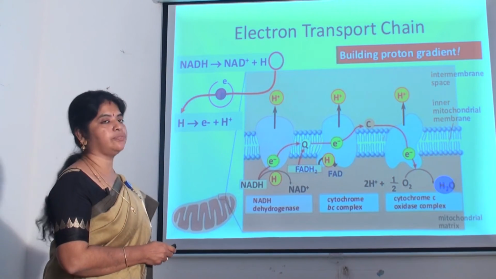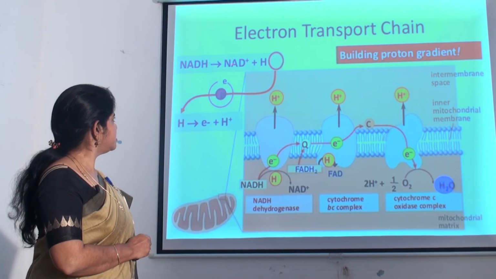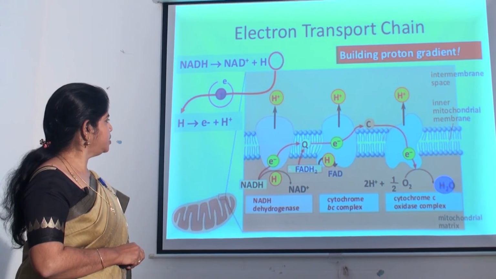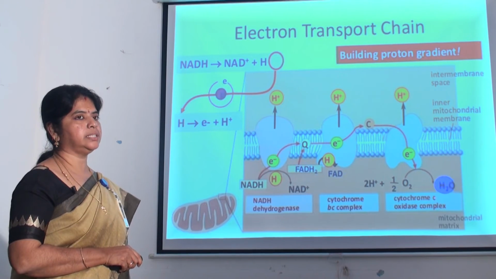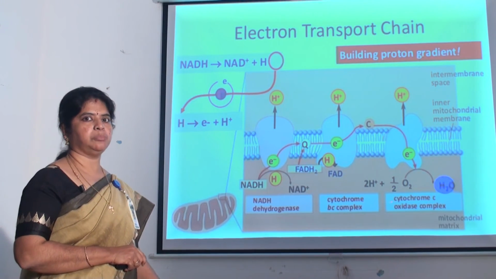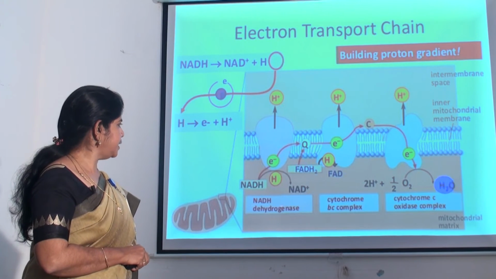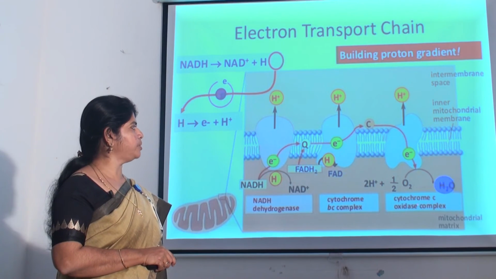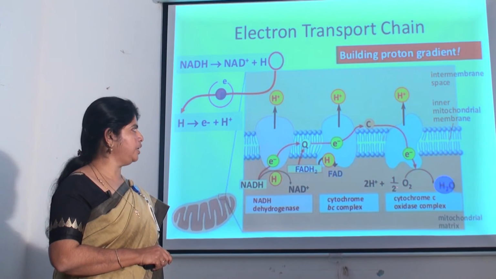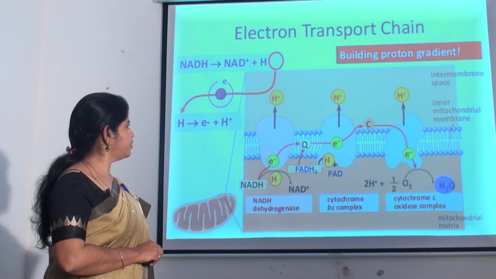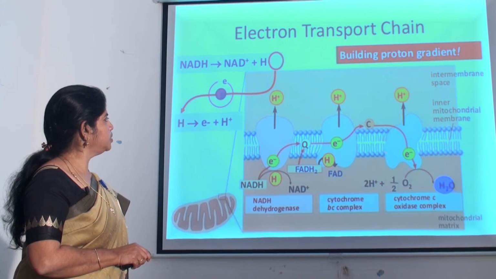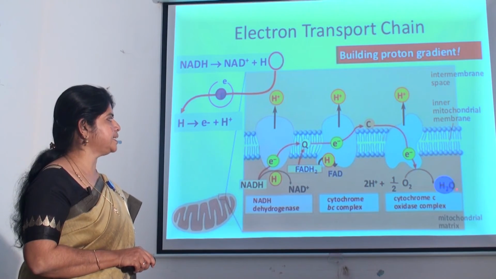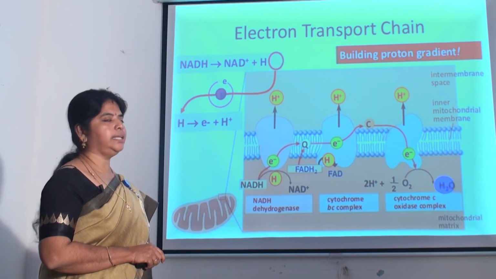So this is the image of the electron transport chain, showing the transfer of the electrons from the NADH. For this electron transport chain, the important cytochromes present in the mitochondria are NADH dehydrogenase, the cytochrome B-C complex, and the cytochrome C oxidase complex. Due to the transfer of the electrons from one molecule to another, hydrogen plus half an oxygen molecule is converted into water.